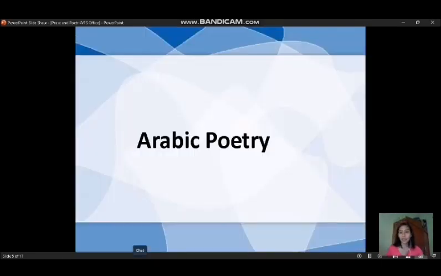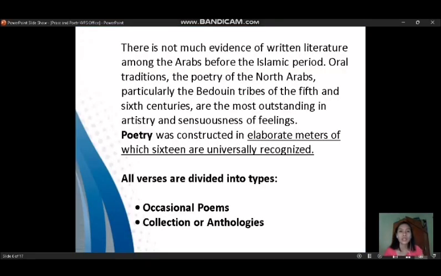So next is Arabic poetry. So there is much more evidence of written literature among the Arabs before the Islamic period. So oral traditions, the poetry of North Arabs, particularly the Bedouin tribes of the 5th and 6th centuries, are the most outstanding in artistry and sensuousness of feelings. So poetry was constructed in elaborate meters, of which 16 are universally recognized.